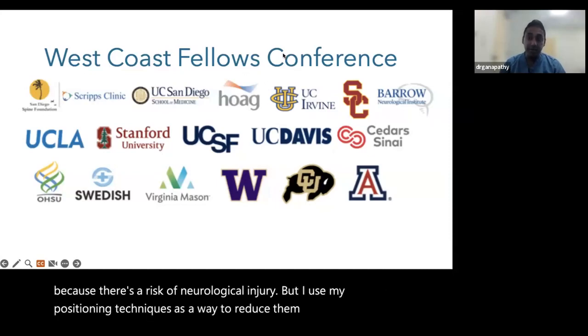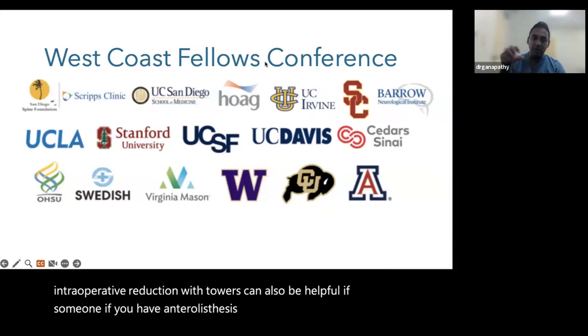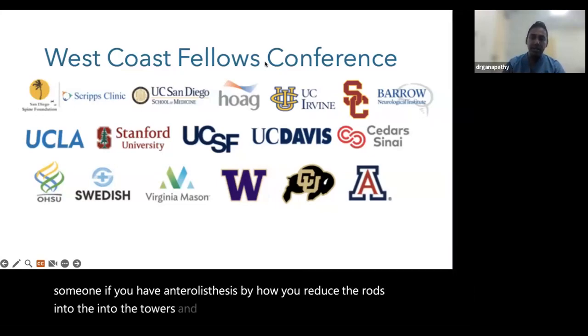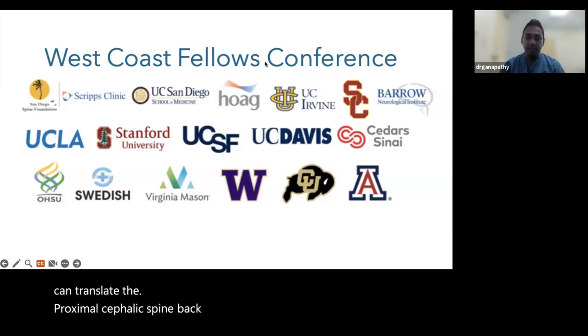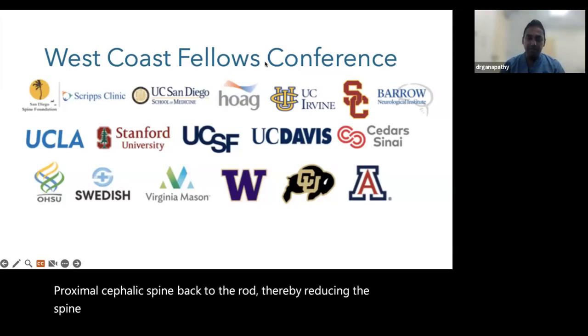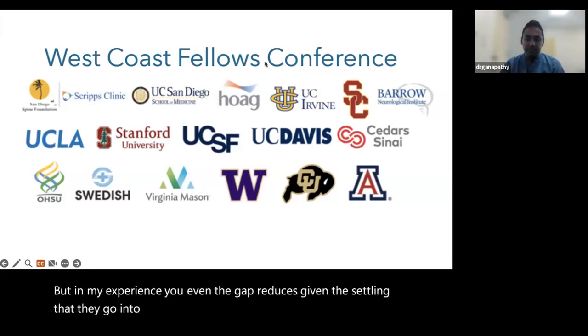The intraoperative reduction with towers can also be helpful. If you have anterolisthesis, by how you reduce the rods into the towers and the tulips, you can actually translate the proximal cephalad spine back to the rod, thereby reducing the spine. But it's not so much reduction; it's the gap that can sometimes be a difficult one to reduce.